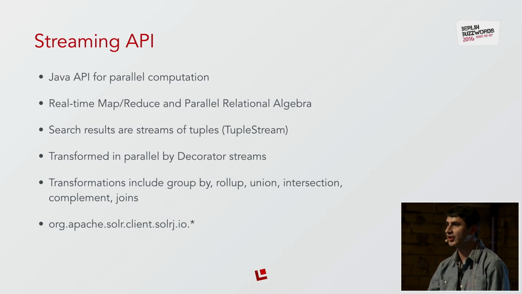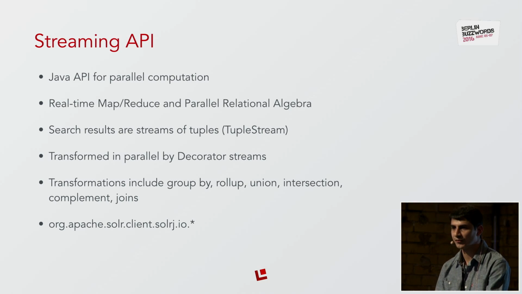So first is the streaming API. The streaming API was actually the first thing that was built. In fact, a lot of it was already available in the 5x releases, because that's when it started being developed.